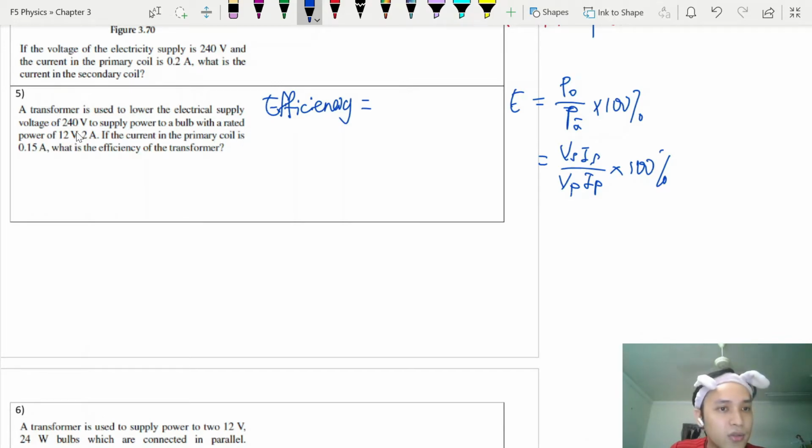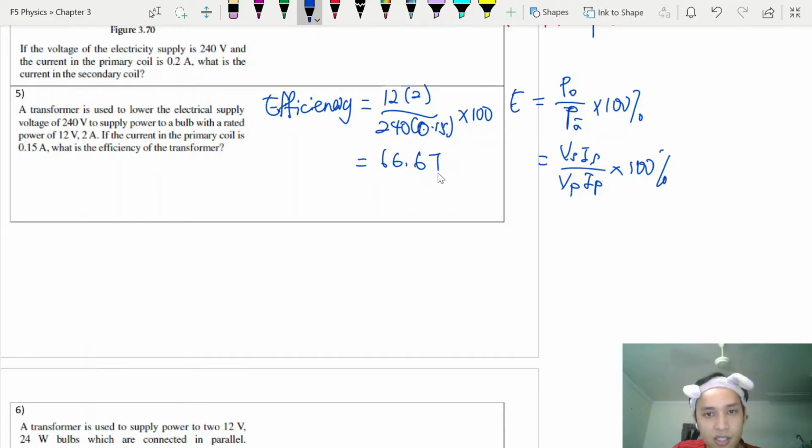Okay, supply power rated. So this is output: 12 times 2, divided by, if the current in the primary, so this is primary, 240 times 0.15, times 100. Okay, so this one if you calculate, it's troublesome. So you are going to get about 67%, 66.67%. That is the efficiency of the transformer.